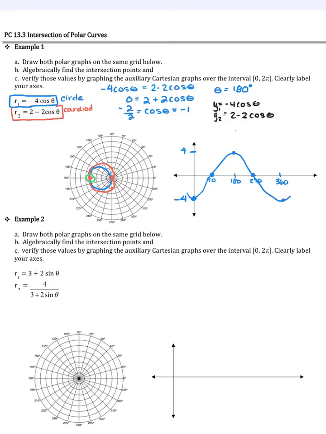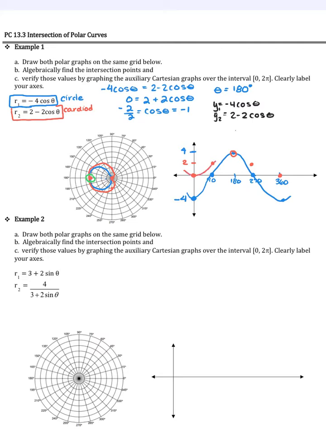Okay, now let's graph your 2 minus 2 cosine theta. So that one has a vertical shift of 2 with an amplitude of 2. It's also going to be reflected. So it's going to start low at 0 degrees. It'll be on the sinusoidal at 90. At 180, it's going to hit the high. There's our intersection point. At 270, it'll be here. And at 360, it hits its low again.